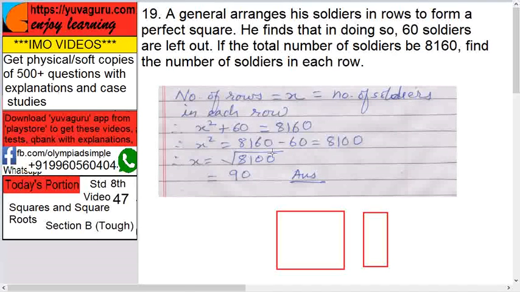So take 60 on this side, it becomes 8100. So x square equals 8100, x equals square root of 8100. Two zeros separate, 1 0. 81 is 9. So 90 rows and 90 soldiers in one row.